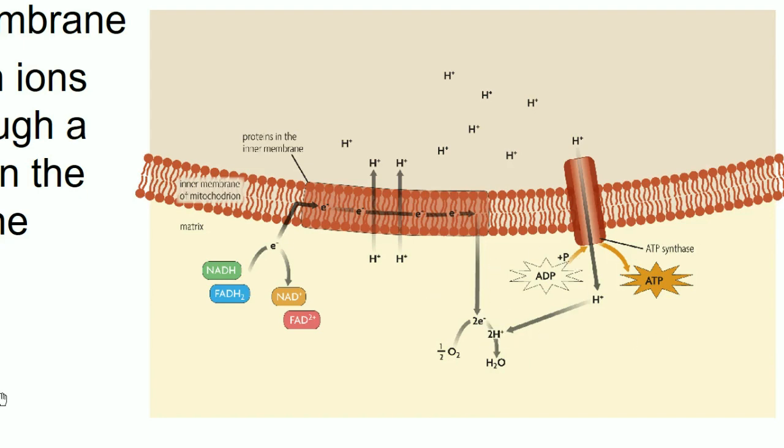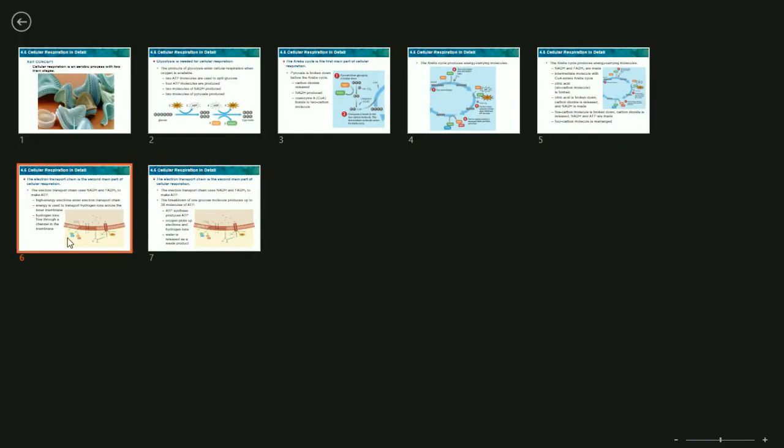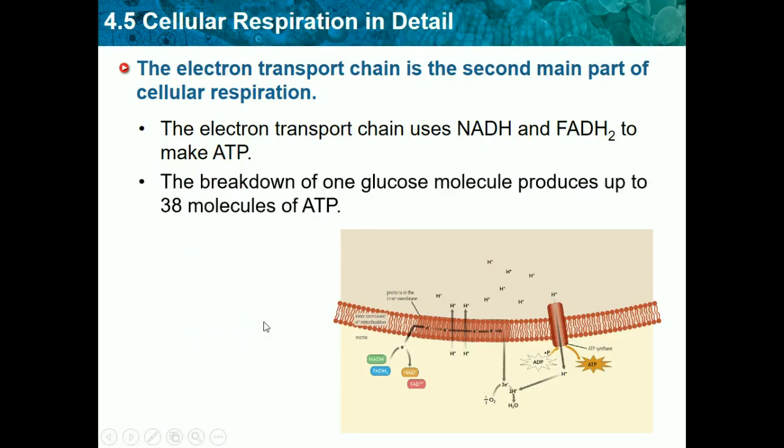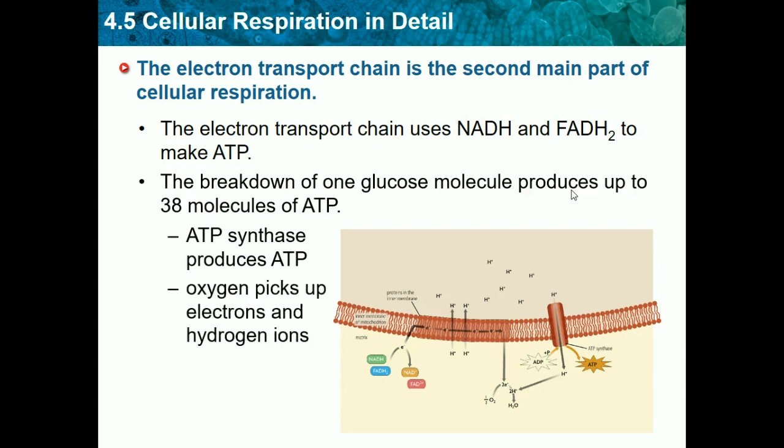So this is how we make our ATP. Hydrogens flow through the channel in the membrane. The breakdown of one glucose molecule produces up to 38 molecules of ATP. So that's a lot of ATP, and that's the whole point of this process, the electron transport chain, to produce ATP, or energy, for our cell. So ATP synthase produces ATP. Oxygen picks up electrons and hydrogen ions, so it just cleans up the cell. And water is released as our waste product.